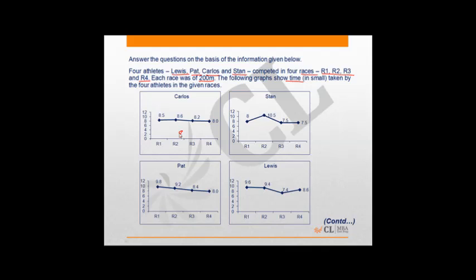So Carlos will take 8.325, Stan will take 8.375. This is the average time taken by these athletes in their respective 4 races. Right? So Pat will take 8.85, and when you calculate for Lewis you will get 8.75. Right?